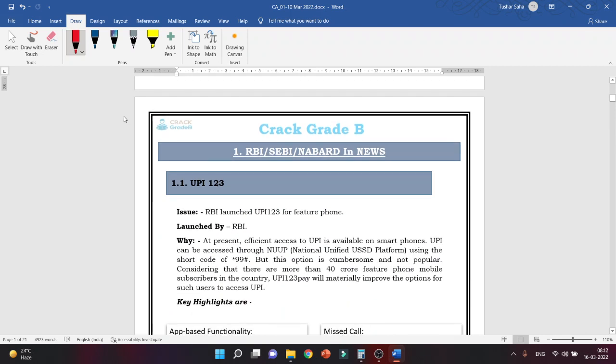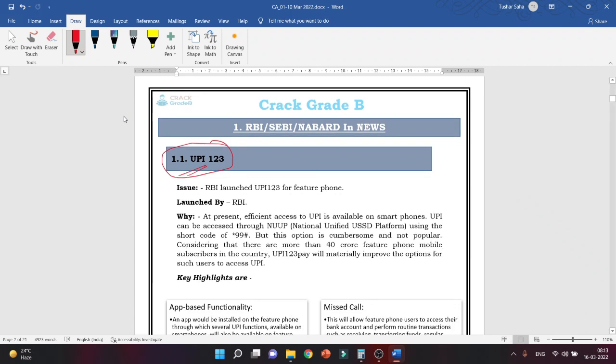Let's begin with the first piece of news, that is UPI 123. I don't think we have to go through and explain it here, because we do have a specific video on UPI 123 on our YouTube channel. So please go ahead and watch that. Meanwhile, let me take you through some of the key features and issues regarding UPI 123. UPI 123 is a UPI transaction facility for feature phones.